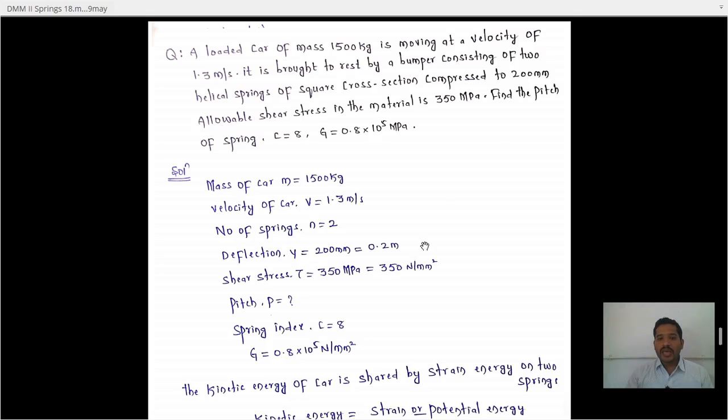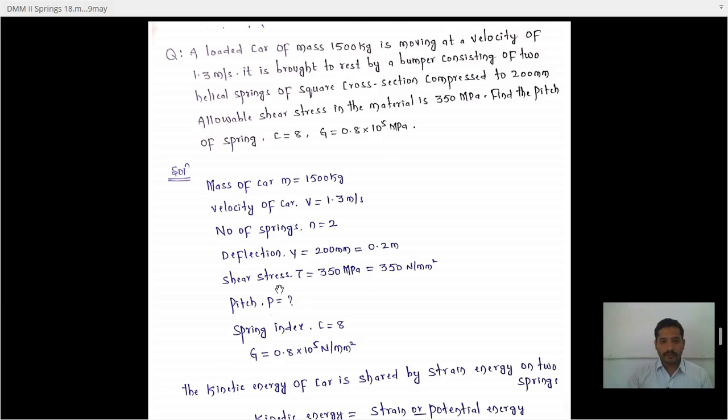So in this case, first of all, we need to find out the pitch, the value of p of the spring. The spring index is given as 8 and the modulus of rigidity of the material is given as 0.8 into 10 power of 5 megapascal. So we know very well 1 megapascal is equal to 1 Newton per mm square.